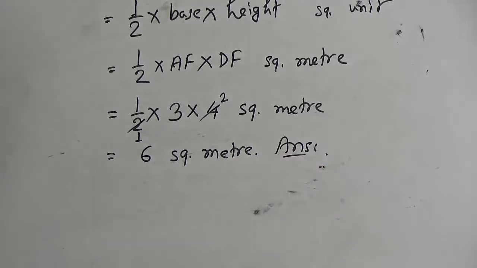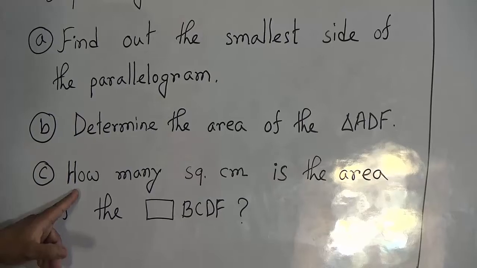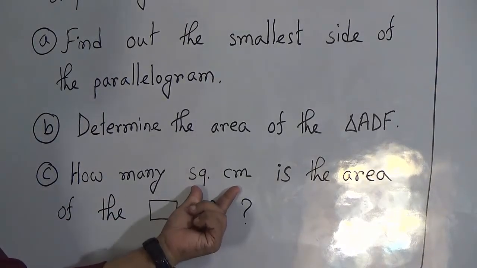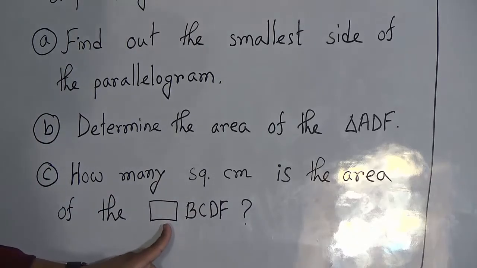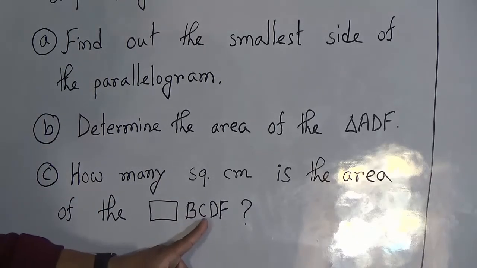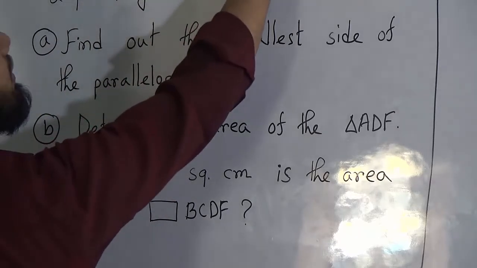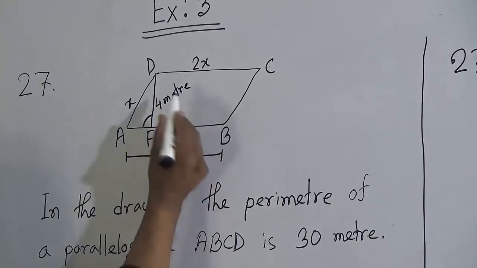Now we need to solve the last one, activity C. Look at activity C. The question is not so tough, but look at the question very carefully. How many square centimeter? The unit is centimeter, square centimeter, not meter. Is the area of the quadrangle BCDF. Look at the figure. We need to find out the area of the quadrangle BCDF. That means this area we need to find out.